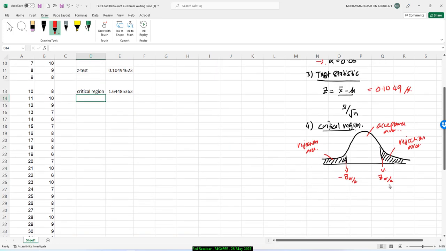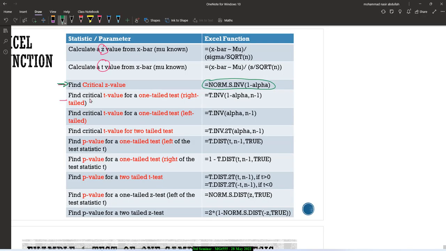So this is the value 1.64, and this is the value of negative 1.64. Right, dia mesti sama kalau two-tail test. Right? They can share the same thing, but the only difference is the positive and negative sign lah. Right? So the next one is kita tengok p-value. P-value, kita tengok balik dalam ni. P-value for two-tail test, this is for t-test. P-value for two-tail test, z-test.